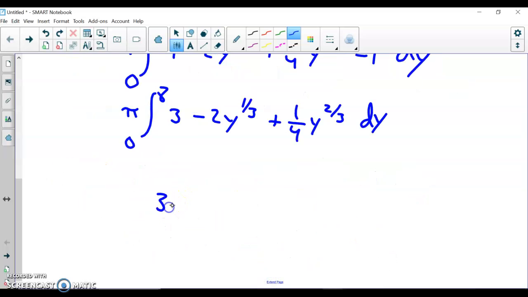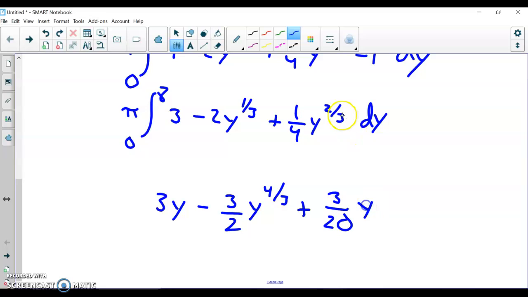Let's see, we got 3y minus, if we add 1 to this power, it's already 1/3, so it's going to be 4/3, right? 1/3 plus 1 is 4/3. And then dividing by 4/3 is multiplying by 3/4. And 3/4 times the value 2 that's already there should be 3/2 y to the 4/3. Plus adding 1 to this power, right? 3/3 being 1, 3/3 plus 2/3 is 5/3. Dividing by 5/3 is multiplying by 3/5. So we should have 3/5 times 1/4 is 3/20.